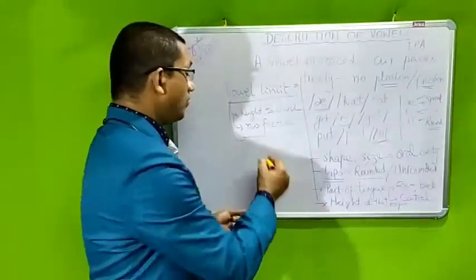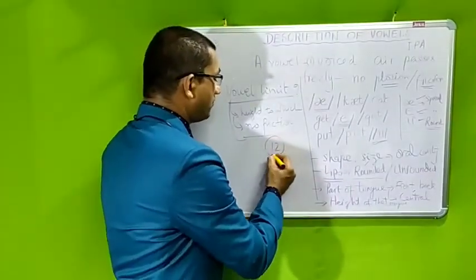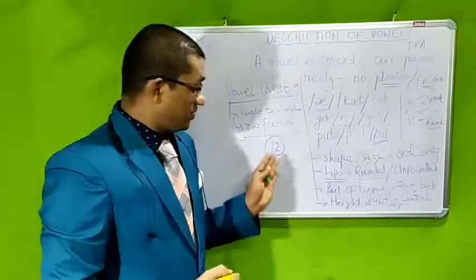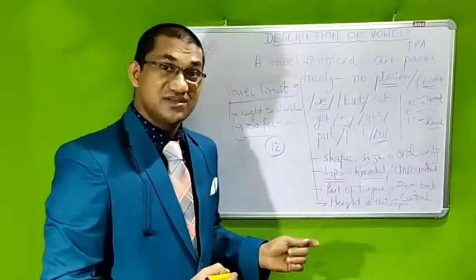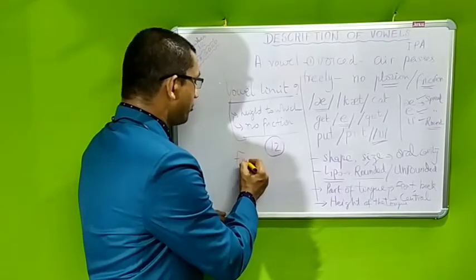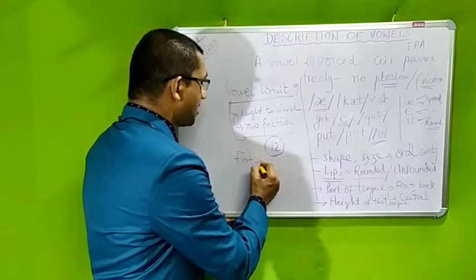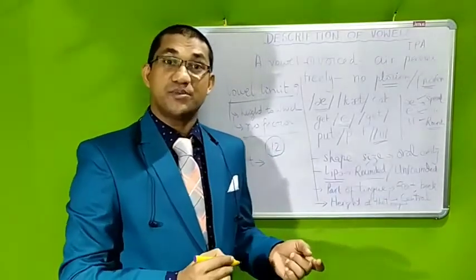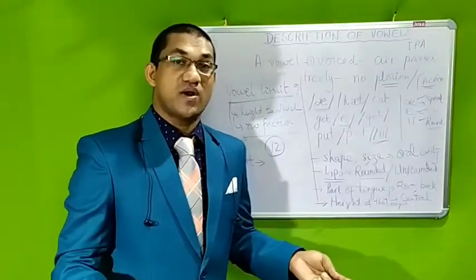So of all the 12 pure vowels, we can say that some of the sounds are produced with the front of the tongue. Which are the sounds which are produced with the front of the tongue? It's easy to understand.